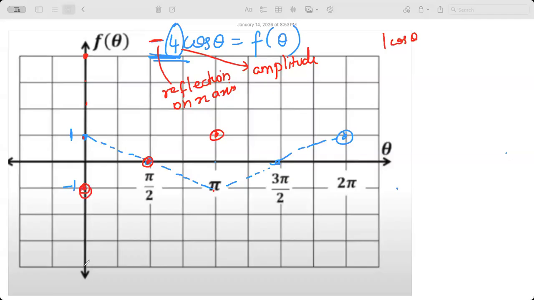Here, instead of -1, it will come to a 4. This is my point. This is my point. Here, it should go here. Then it will come to a 0. 0 becomes 0, and then this one again shifts up.